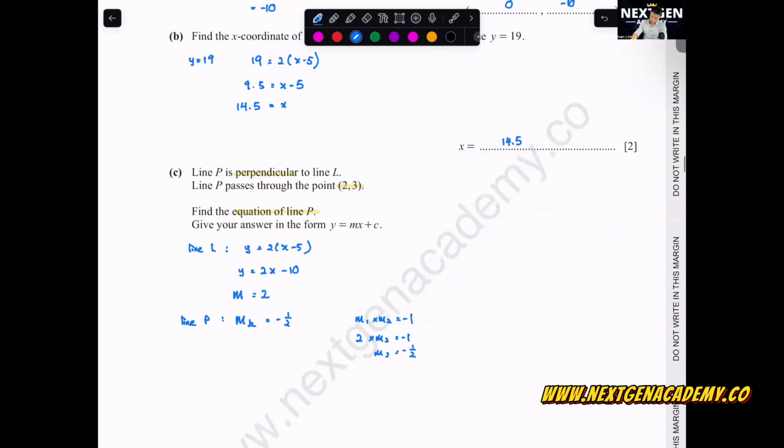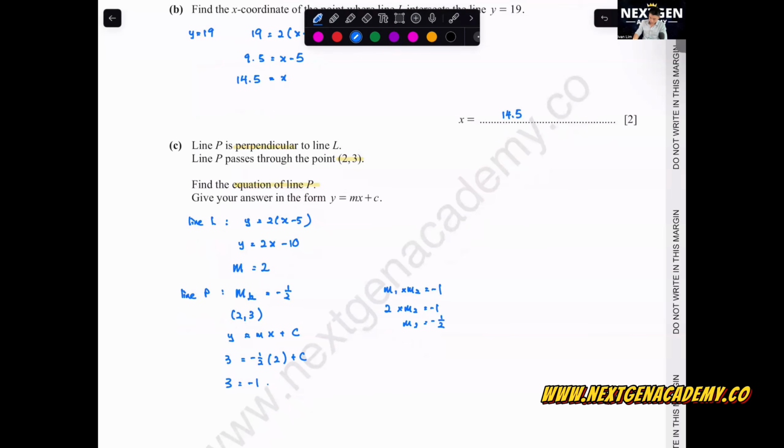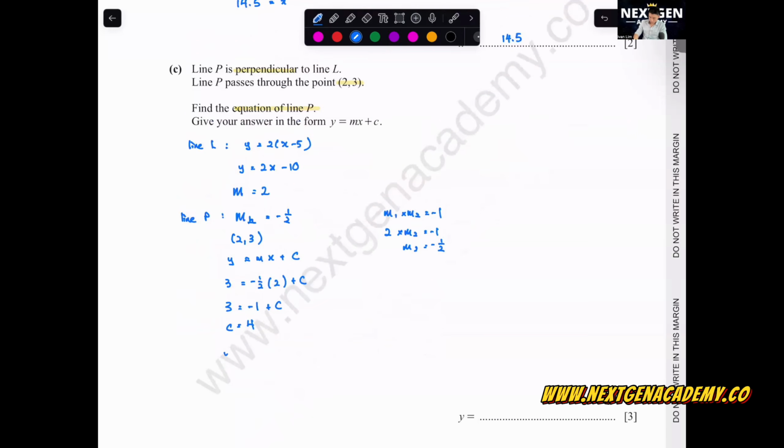Okay, then from here, now we're gonna find what is the value of c. Okay, another thing, for those of you who are doing math, don't go and do the y minus y1 equals to m times x minus x1. Stick to the mathematics formula. Okay, so now you have this, you have the point 2, 3. Okay, so we're gonna substitute into y equals mx plus c. You substitute this m and the point 2, 3. 3 equals to negative 1 over 2 times 2 plus c. 3 equals to negative 1 plus c. c is 3 plus 1, which is equals to 4. Okay, then you rewrite it one more time. y equals mx plus c, negative 1 over 2x plus 4.